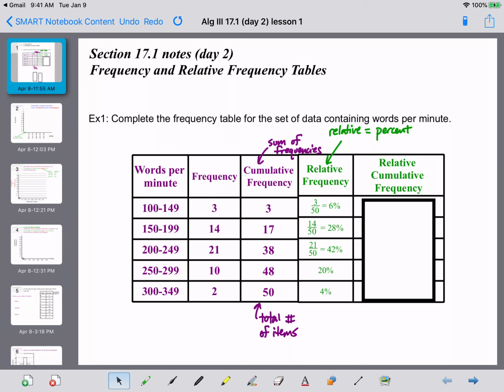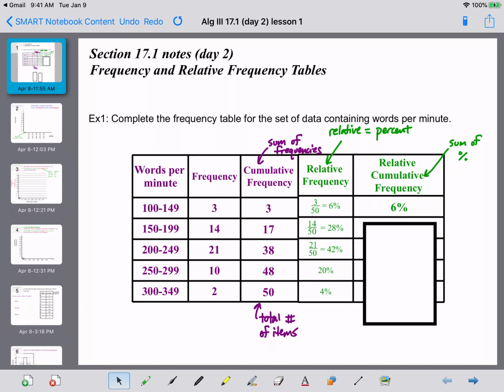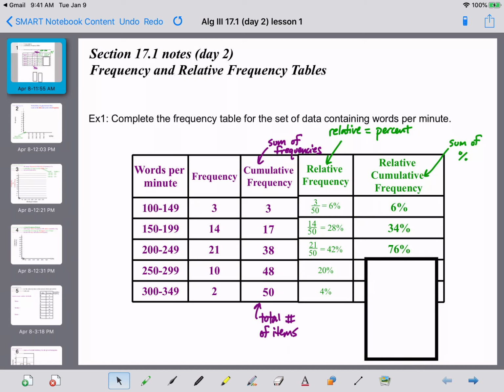All right. Now, relative cumulative frequency, so remember that word cumulative means sum. So this just means you take the sum of the percents. So again, we start at 6%. If you add 28, you get 34%. Add 42, you get 76%. Add 20, you get 96%, and then add 4, you get 100%.